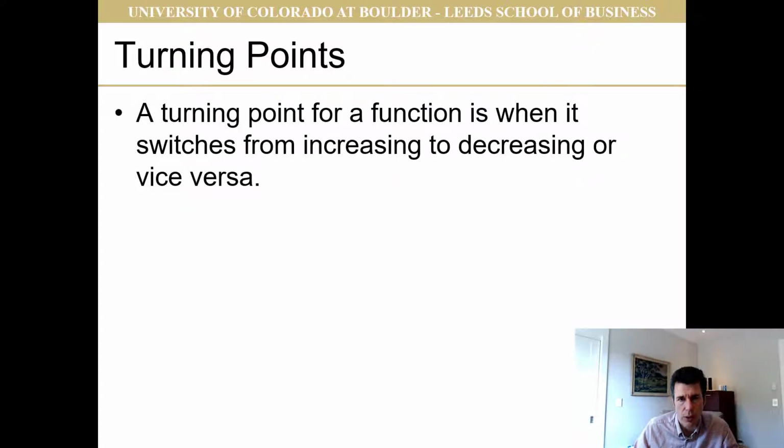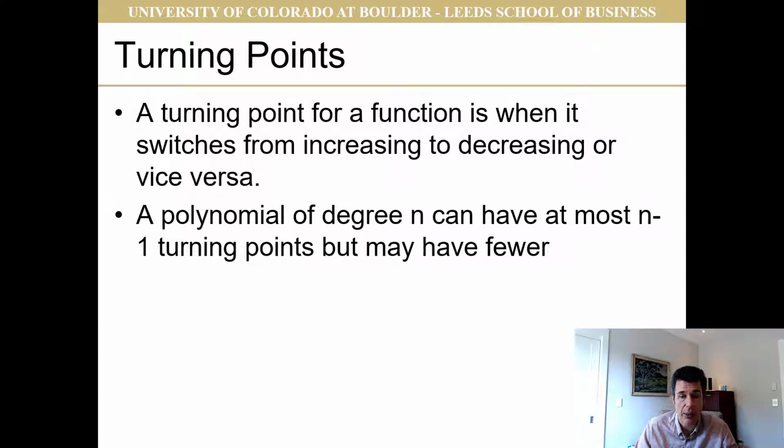Now, we're going to talk about a couple of features of polynomials. First, we have what's called a turning point. And a turning point is a place where the function switches from increasing to decreasing or vice versa, so decreasing to increasing. So the function's going down and then it turns up, or the function's going up and then it turns down.